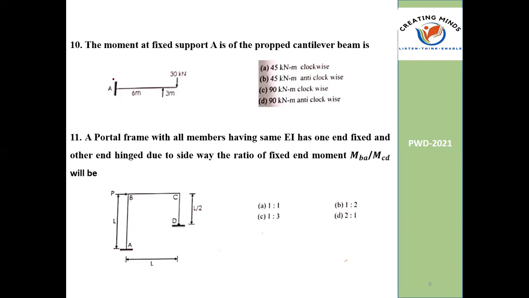Yes, if you are assuming anticlockwise moment, then you are getting positive moment. If you take moment at A equals 0, minus MA minus 90 equals 0. If you shift afterwards, once again that's minus 90 only. Okay sir. That doesn't change.